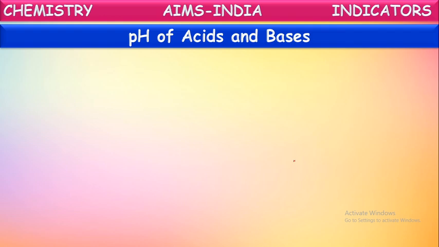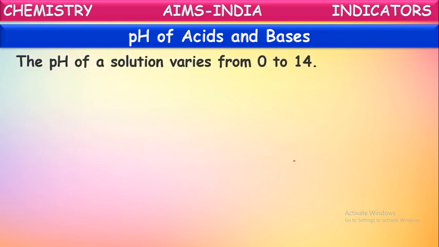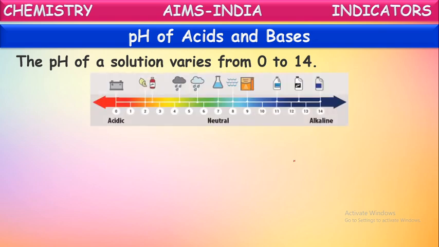pH of acids and bases. The pH of a solution varies from 0 to 14. This is a scale which represents the pH of solutions. The pH scale ranges from 0 to 14. The pH range from 0 to 7 represents acids or acidic nature. The pH range from 7 to 14 represents bases or alkaline solutions. A pH of exactly 7 represents neutral solutions.